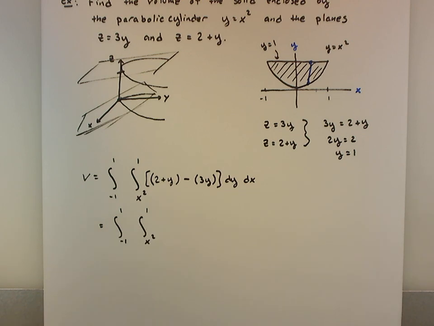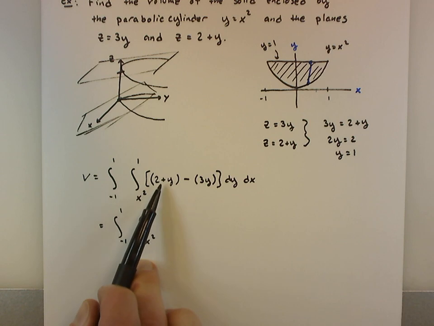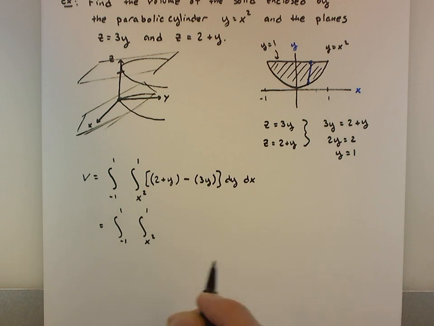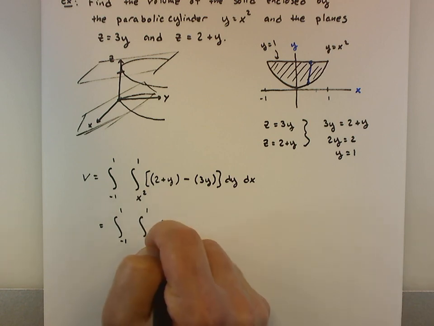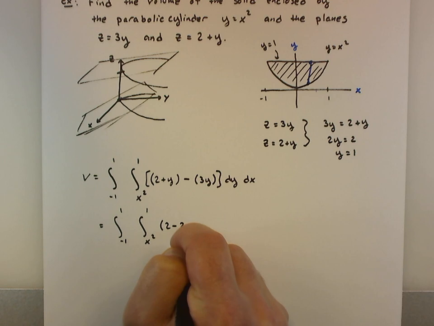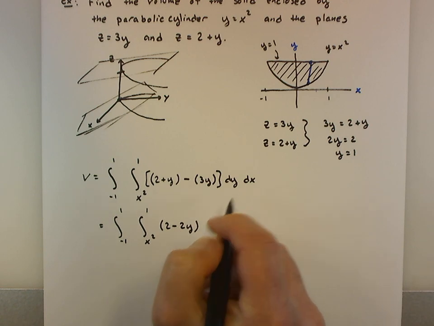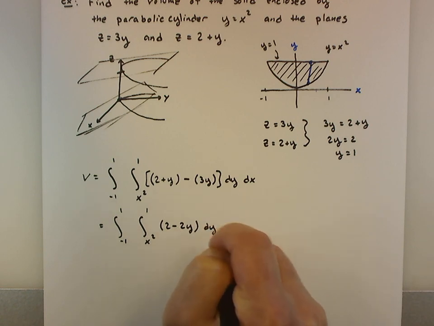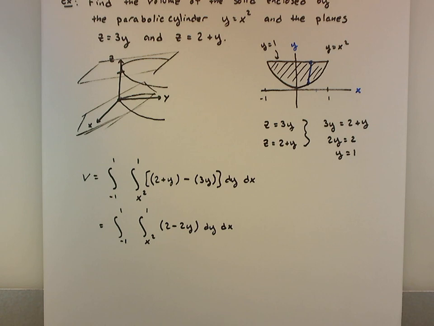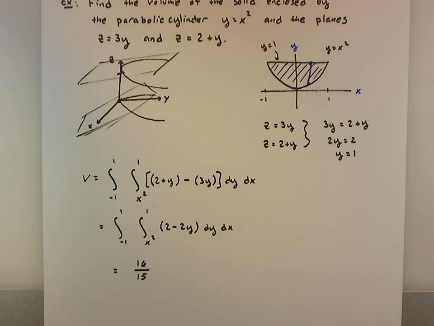If I simplify this inside, this turns into 2 minus 2y dy dx. Once you integrate this, it is equal to 16/15.